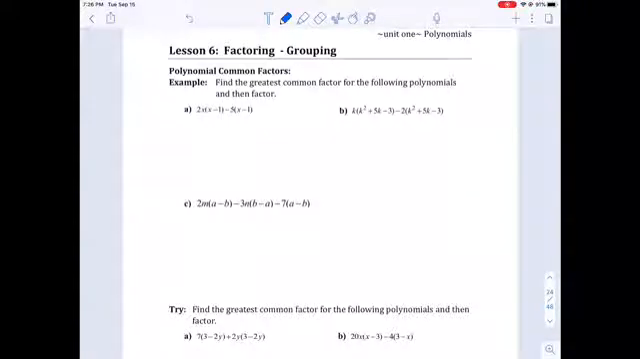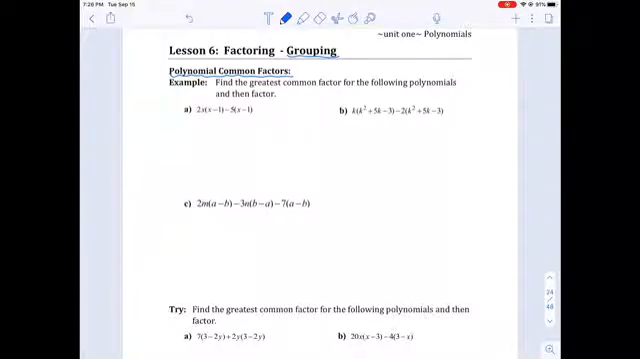All right, guys, let's look at lesson 6. I want to be doing some factoring with some polynomial common factors and factoring by grouping. So those are actually two different things here, but the first example here says find the greatest common factor for the following polynomials and then factor.